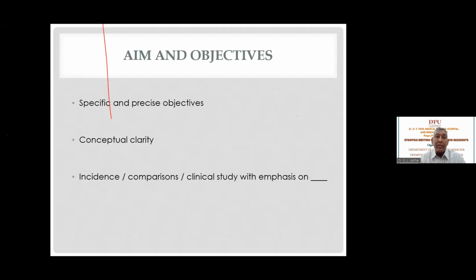Again, aim and objectives. Another issue is many of you call it aims and objectives. The ideal one is aim and objective. There should be only one aim, which is the title of your dissertation. You can have multiple aims in case you have that wide a study, but ideally there should be one aim.